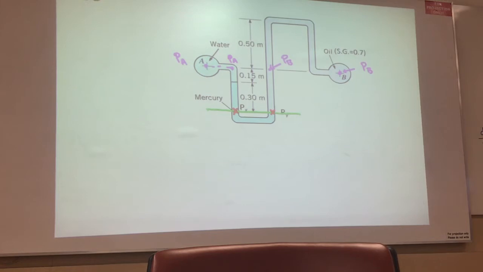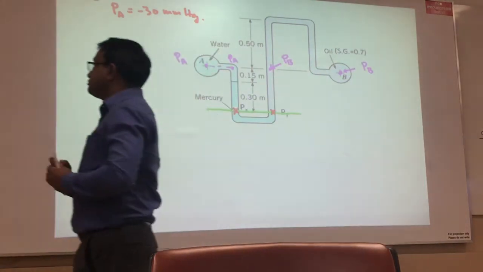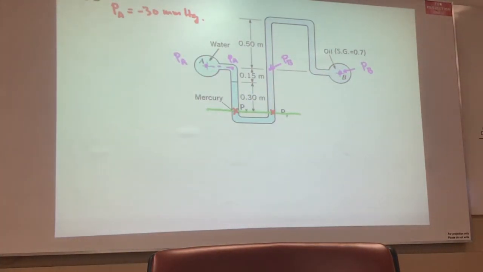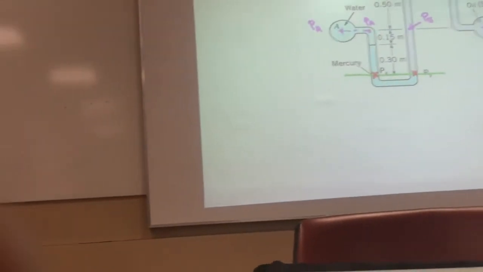Correct? Right. So what is the value of pressure P1? It is given, right? Water. Pressure P1 is given here: minus 30 millimeter Hg. You have to understand the meaning of this. What is the meaning of this? I am writing here: PA minus 30 millimeter Hg.